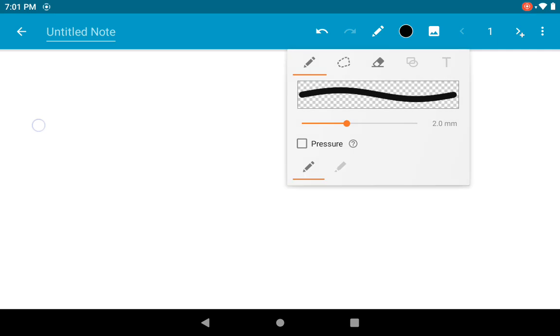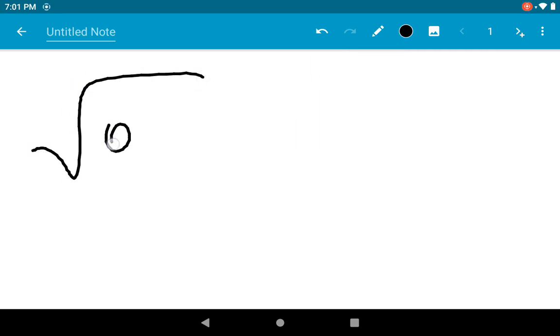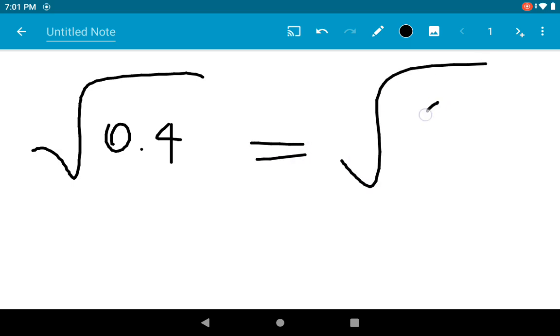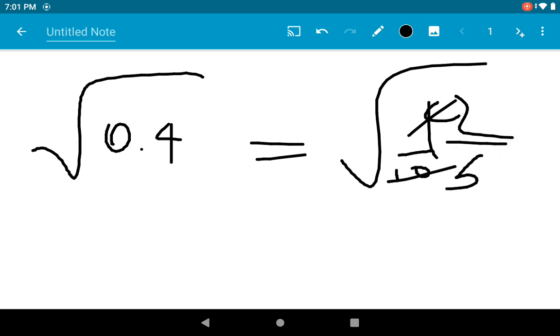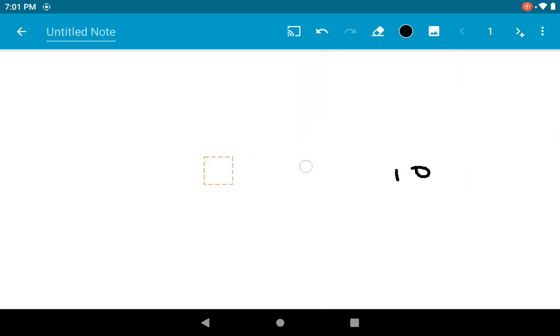The square root of 0.4 is a dash number. So we can rewrite this as root of 4 over 10, which is 2 over 5, and root 2 and root 5 are both irrationals. So when we divide them, we're still left with an irrational. So the right option is irrational.